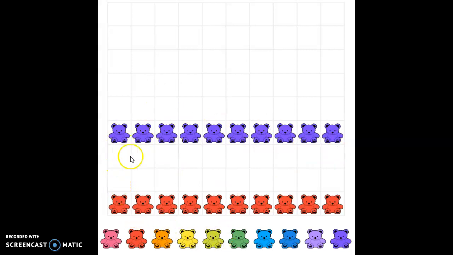It's good to use two different colors for each person or each item. That way you can kind of keep them separated. This has 10 in each row, so we know 10, 20, 30, that would be for Mike. And then for Jen, she collected 20, so we know this would be 10, 20. So we would have 2 rows for Jen and 3 rows for Mike.